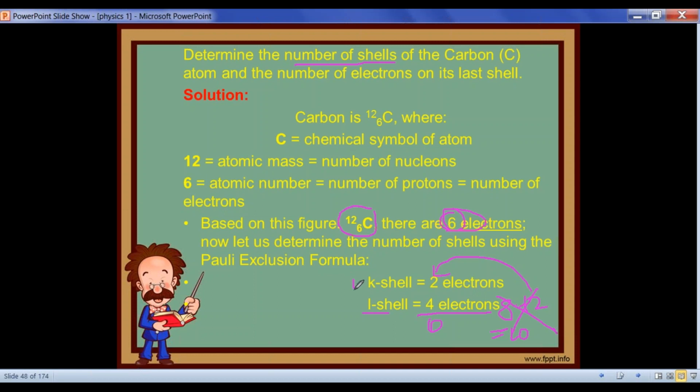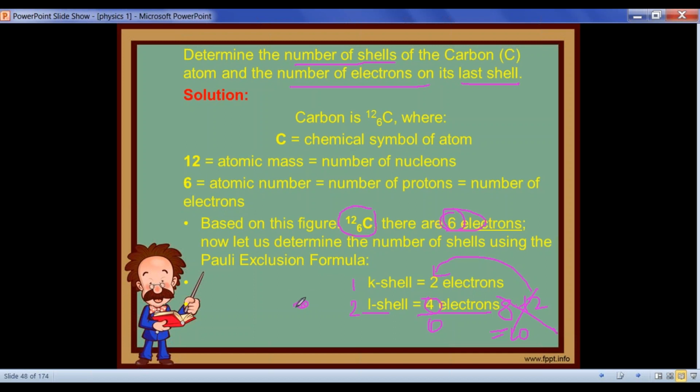So, we have 1, 2. Now, we have 2 shells. So, meaning, in carbon atom, there are 2 shells. And the number of electrons on the last shell is 4.